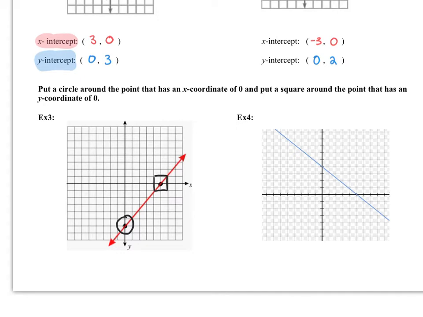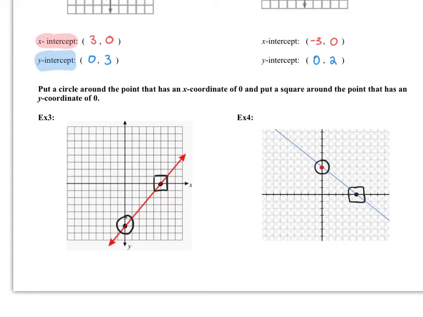You're going to pause the video and try example 4. Put a circle around the point that has an x-coordinate of 0 and a square around the point that has a y-coordinate of 0. Now if you look at this line, there are no dots like there were on this one, but remember that you're allowed to put them there. Pause the video, press play when you're ready to check your answer.